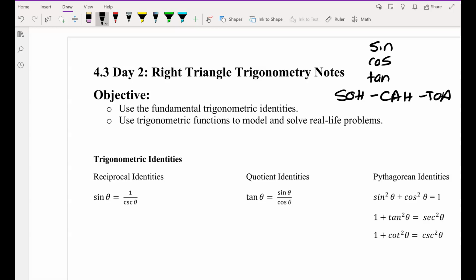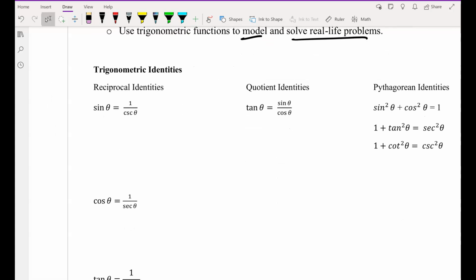use trigonometric functions to model and solve real-life problems. So first up is the trig identities. We have three different kinds. We have reciprocal identities, quotient identities, and Pythagorean identities. And it's going to be very useful to you if you memorize these identities.